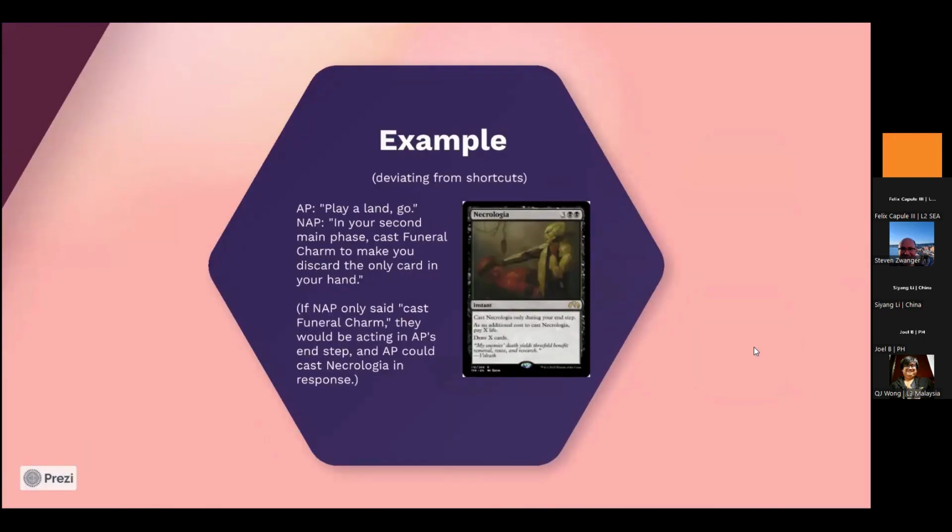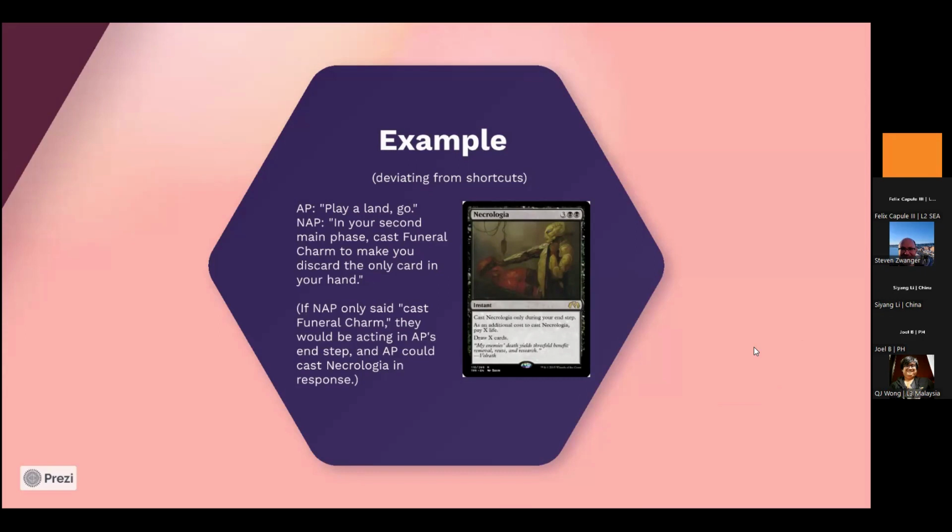Another example about deviating from shortcuts. So here we have a card called Necrologia, which is only legal to be cast during the end step. So let's say the active player has one card in their hand, which is Necrologia, and the active player says, play land, go, I'm done with my turn. The non-active player says, in your second main phase, cast Funeral Charm. That's just an instant speed discard spell. Make you discard the only card in your hand.